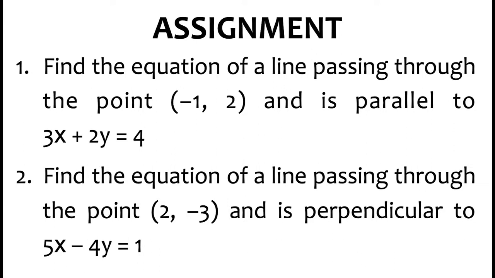Then question 2: find the equation of a line passing through the point (2, -3) and is perpendicular, this time around, to 5x minus 4y equals 1.